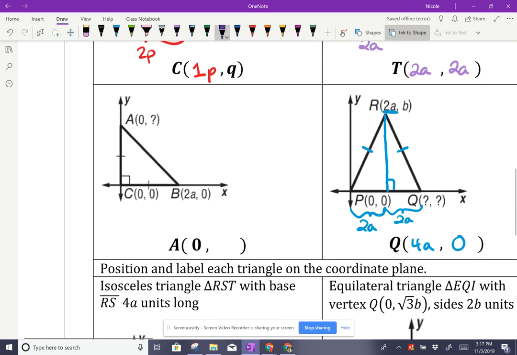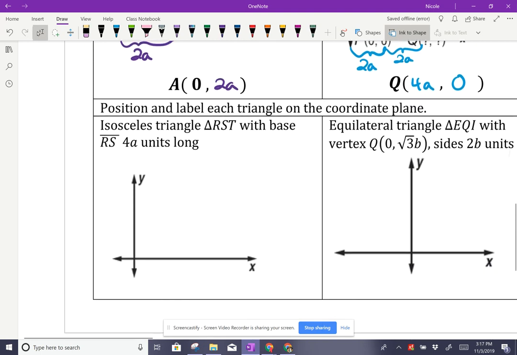Okay, and then we have this triangle, ABC. This triangle is also a right triangle, also isosceles, but it's hanging out in a different direction. So if we look from C to B, we travel 2a steps. So traveling from B to A, since these are isosceles triangles, should be the same number of steps. So we're also going 2a. Since we're staying on the y-axis, our x value stays 0, but our y value instead is going to be 2a this time.